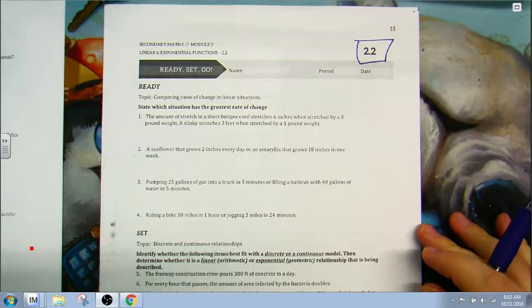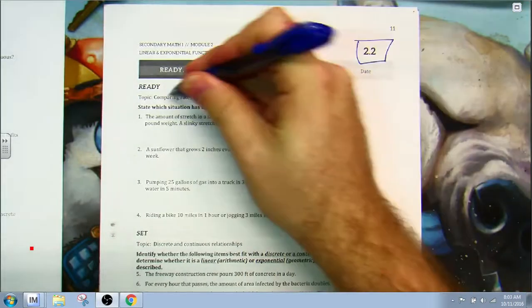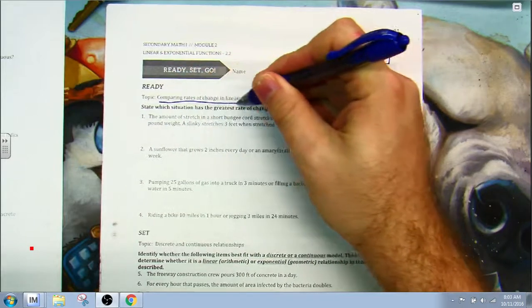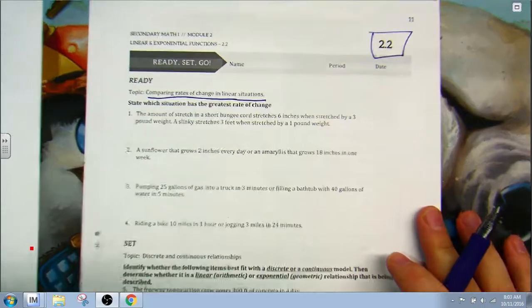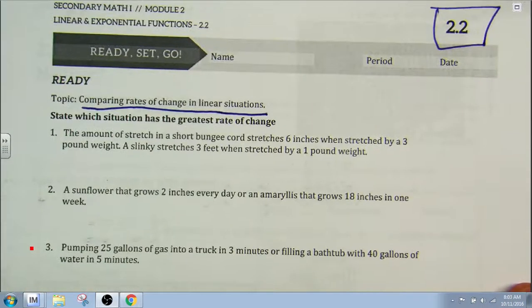2.2. Today we're going to go over three sections. The first one is comparing rates of change in linear situations. So it kind of gives us a hint that we're going to be doing linear stuff. So let's go ahead and zoom in on this first problem.